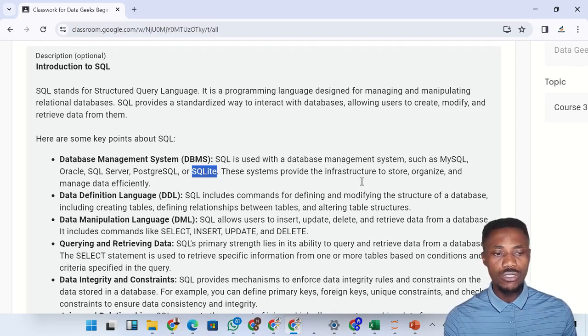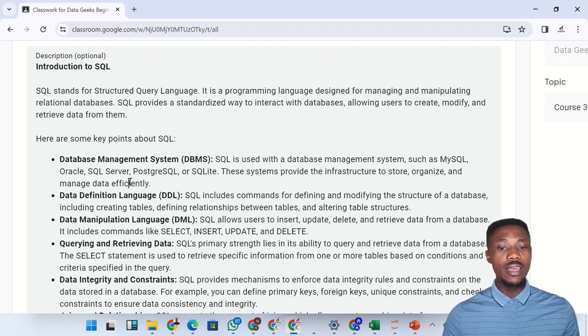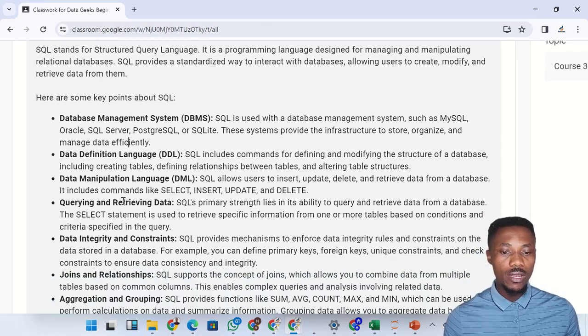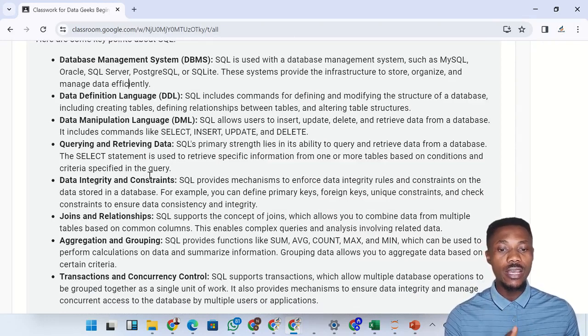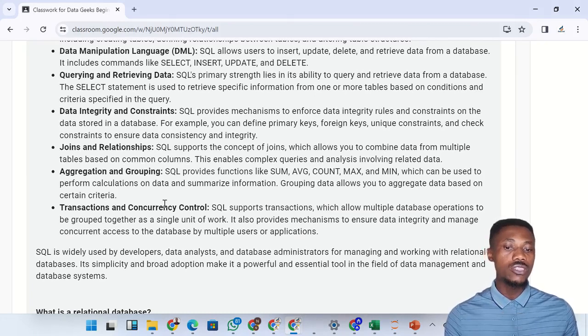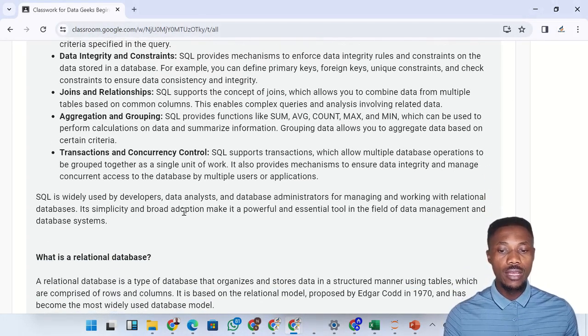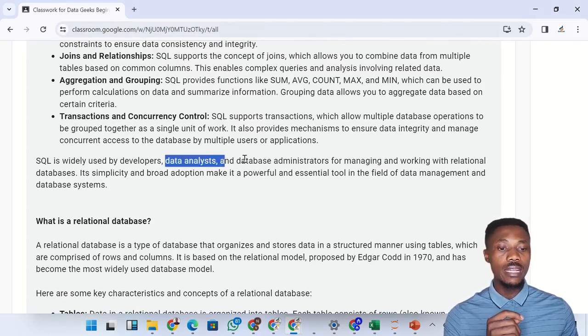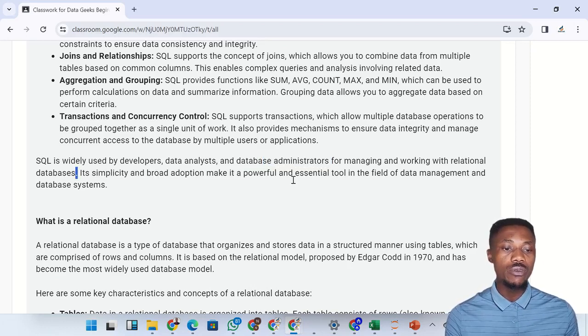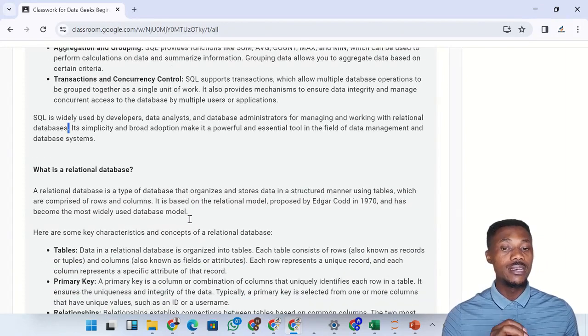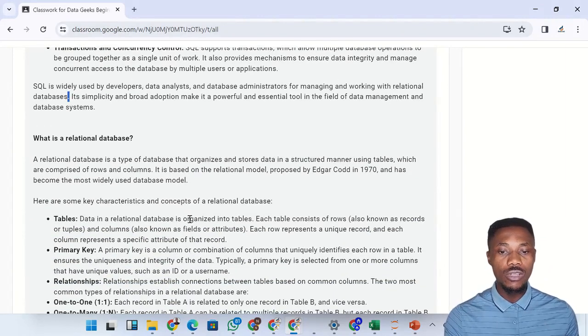These systems provide the infrastructure to store, organize, and manage data efficiently. You hear things about data definition language, data manipulation language, querying and retrieving data, data integrity and constraints, joins and relationships, aggregation and grouping, transactions, and concurrency control. These are key concepts or keywords you hear again and again when dealing with SQL. SQL is widely used by developers, data analysts, and database administrators for managing and working with relational databases. Its simplicity and broad adoption make it a powerful, essential tool in the field of data management and database systems.